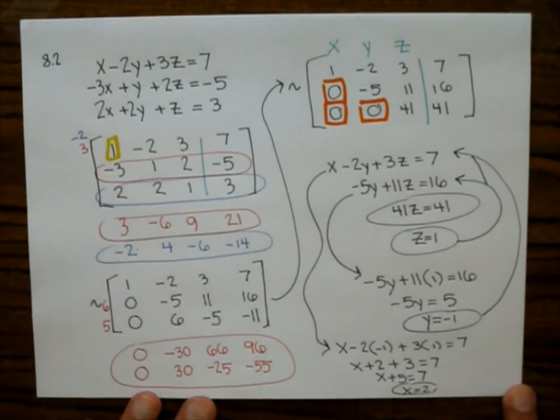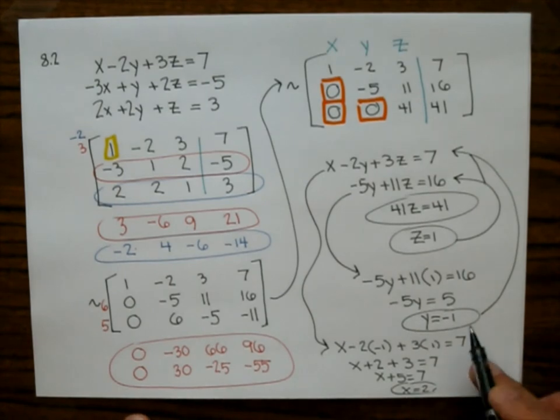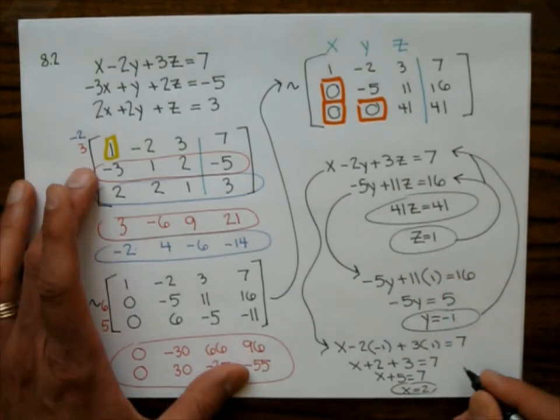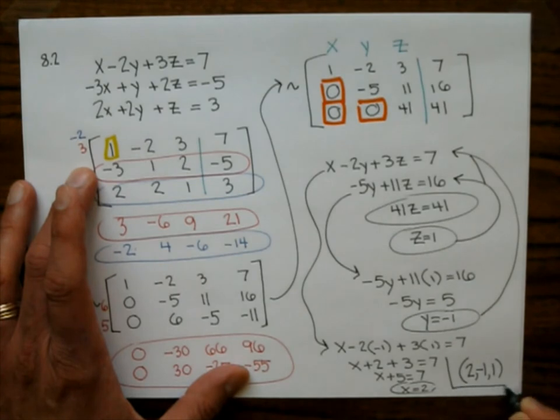Whew. Okay, so this solves this linear system. I do not have three answers. I have one answer. It's going to be written as an ordered triple: 2, comma, negative 1, comma, 1. And game over for this problem.